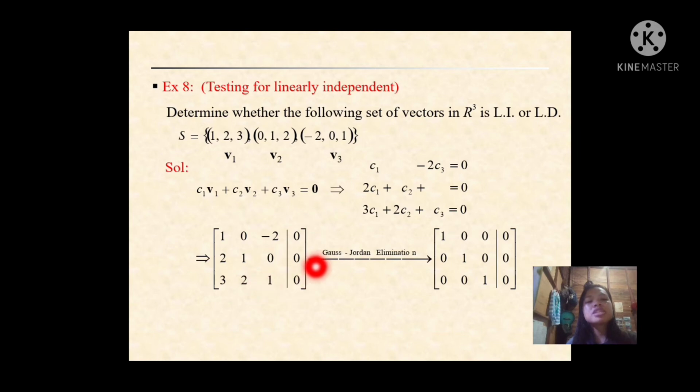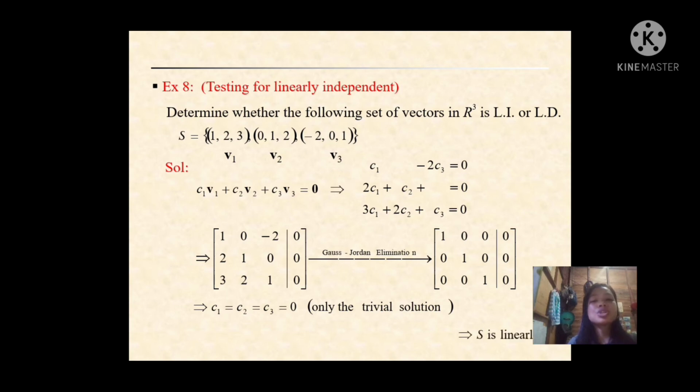If we use the Gauss-Jordan elimination, this will be the result: 1, 0, 0, 0; 0, 1, 0, 0; 0, 0, 1, 0. It has leading 1s and zeros below. So C sub 1 equal to C sub 2 equal to C sub 3 equal to 0, only the trivial solution. Then S is linearly independent.